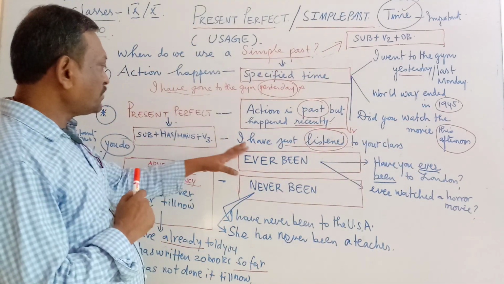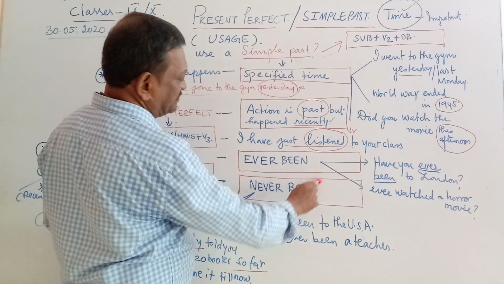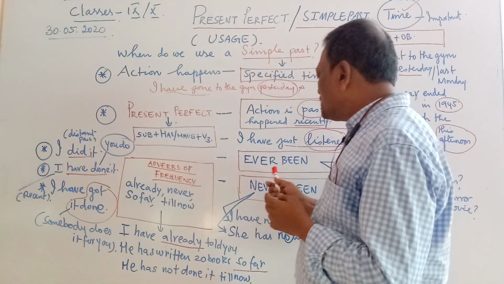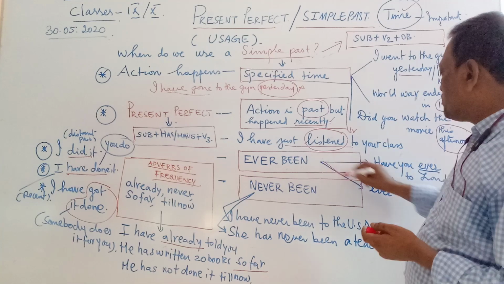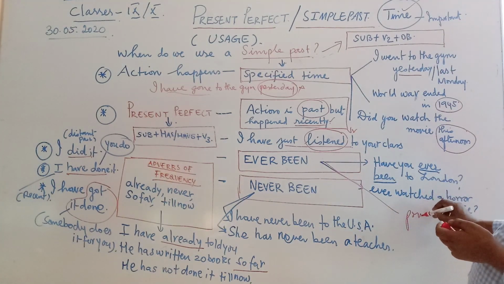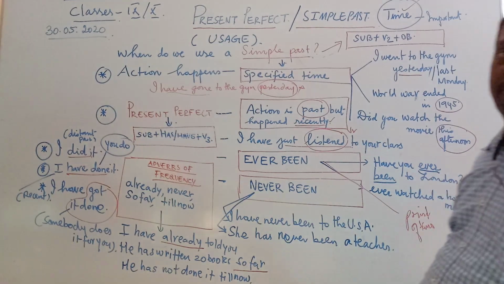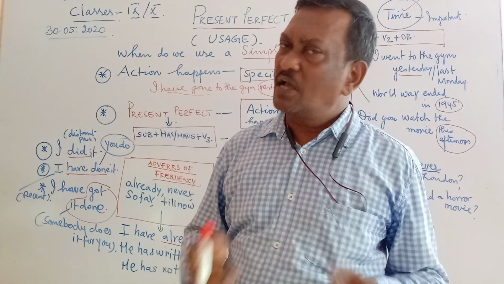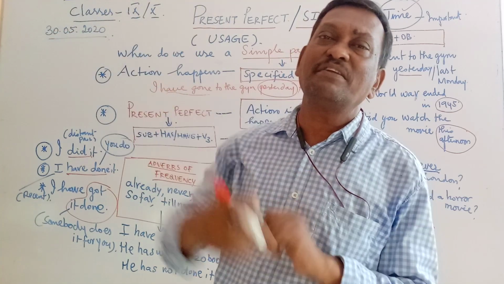Okay. Now, look at this. Ever be. This is a phrase. What do you mean by ever be? At any point of time. It means any point of time. So, look at the question. Have you ever been to London? Ever been? What does this word ever been mean? It just means, have you at any point of time visited London?